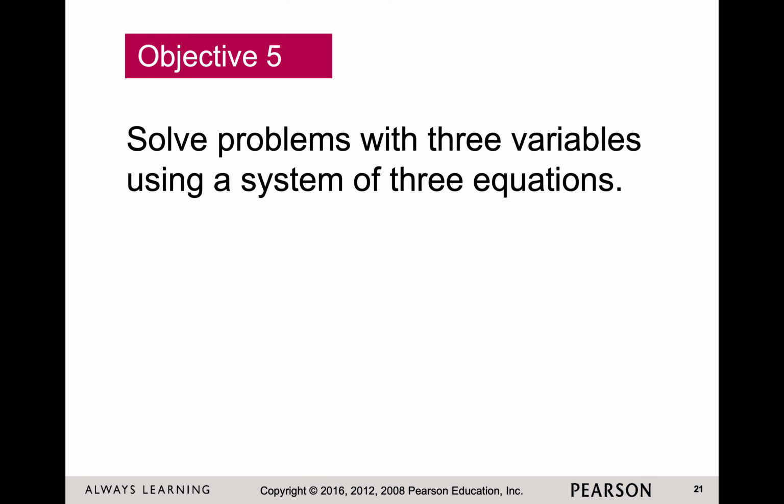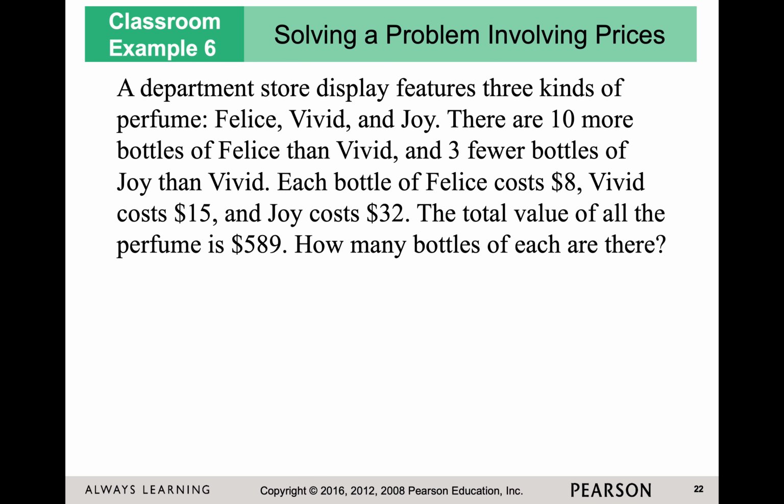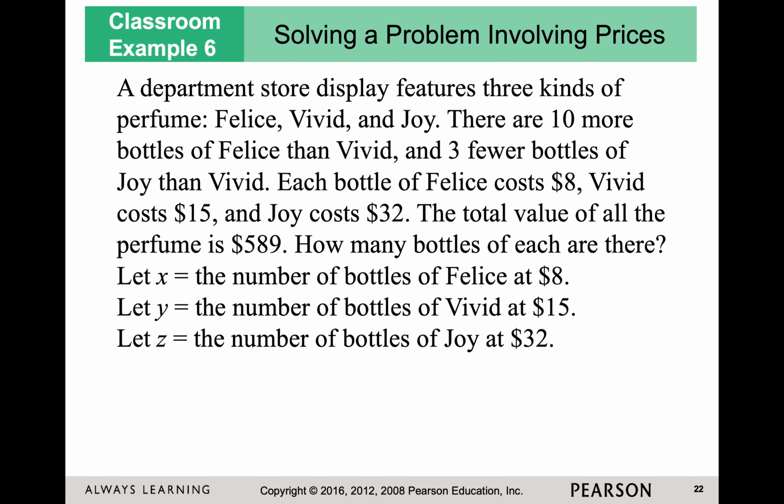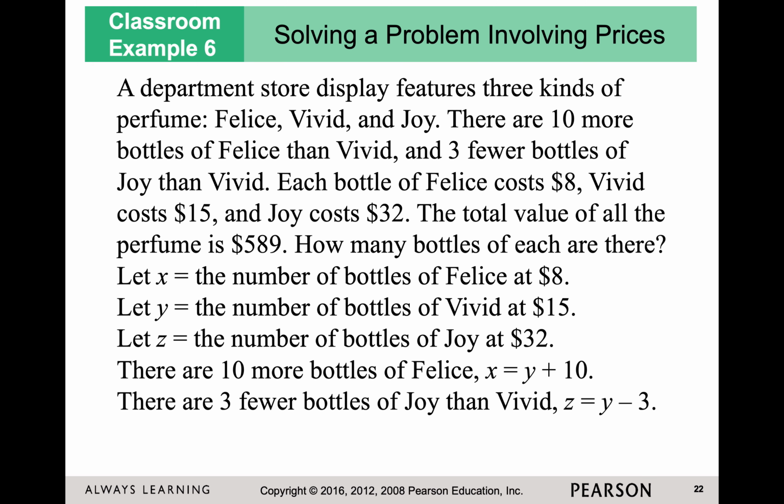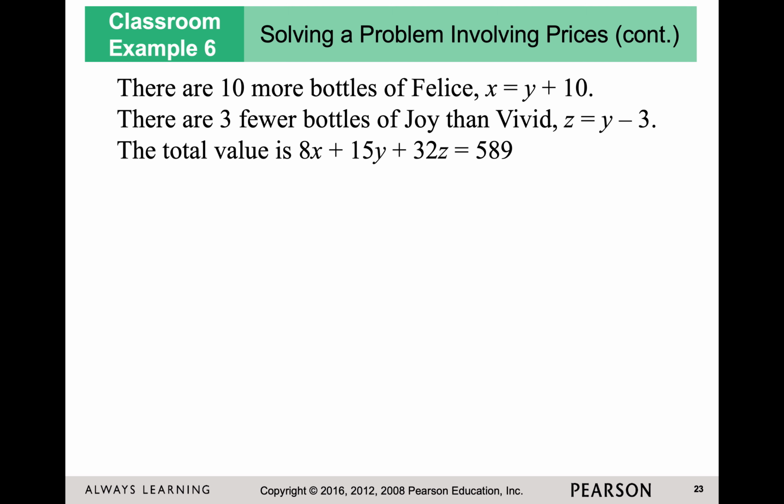So if I have a problem with 3 variables and a system of 3 equations, this would be set up similar to this question. This is not a very common question in the lab, so you can take a deep breath. So in this case, I have 3 different products, so I have 3 different variables. I know there are 10 more bottles of the Felice, and there are 3 fewer of the other one. So my total value, if I add it all together, would be this equation.